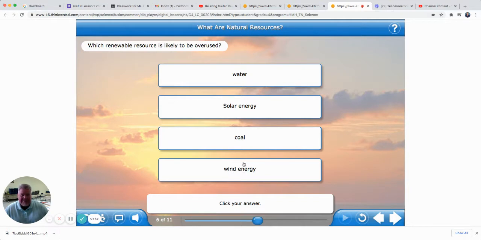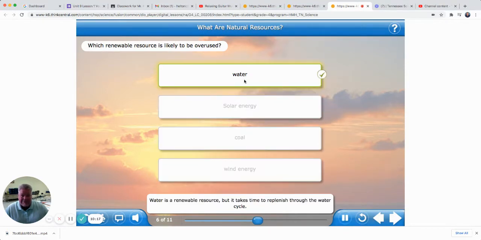Can you overuse the wind? You can't really control the wind anyway, so you can't overuse it. Can you overuse the sun? No, it's never going to run out of energy. If it does, we're all in trouble anyway. So I think it's water. We can overuse water and use too much, take too long of a shower, or leave the water on while we're brushing our teeth, all those things.